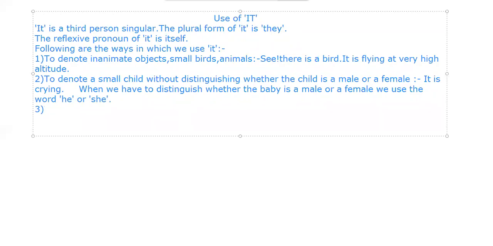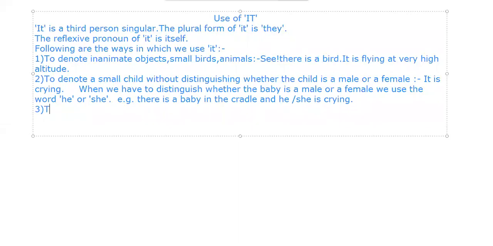Next, so I can say, for example, there is a baby in the cradle and he or she is crying. So if I want to describe whether the child is a male or a female, I use the appropriate word. So I may be using he or she. Okay.